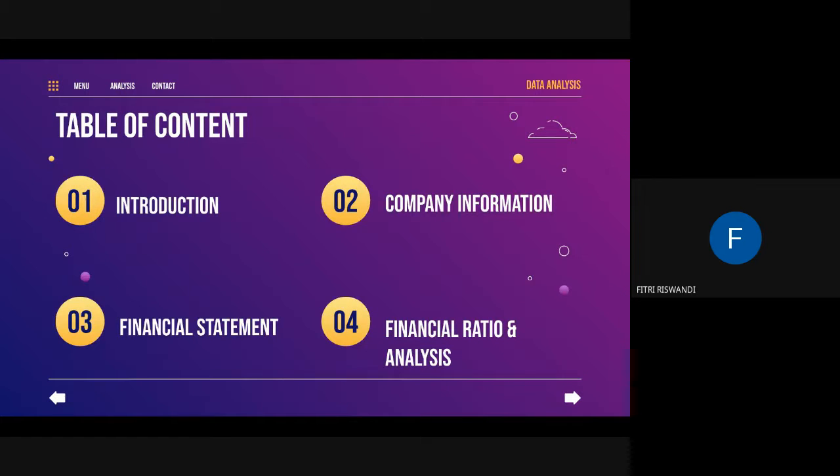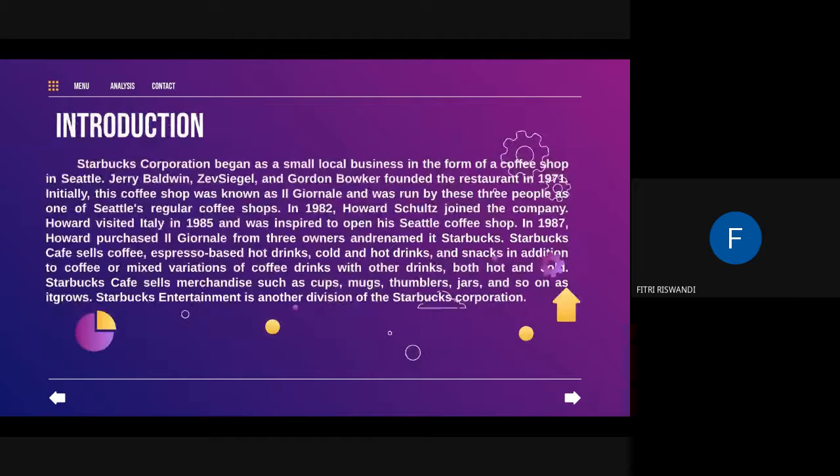The table of contents: the first is introduction, the second is company information, the third is financial statement, and the last is financial ratio and analysis. The next is introduction.